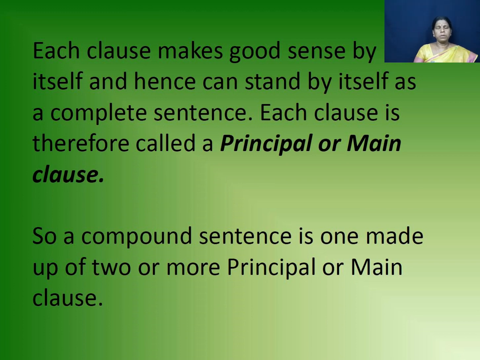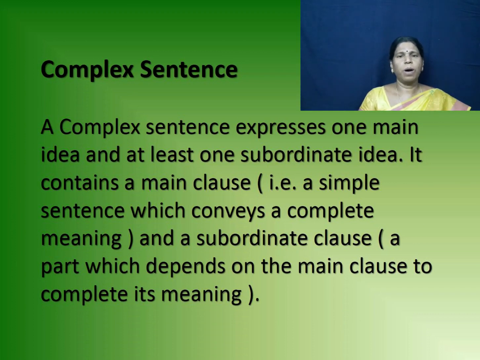So, a compound sentence is one made up of two or more principal or main clauses and they are joined by coordinating conjunctions. Complex sentence. A complex sentence expresses one main idea and at least one subordinate idea. It contains one main clause, that is, a simple sentence which conveys a complete meaning, and a subordinate clause, that is, a part which depends on the main clause to complete the meaning.